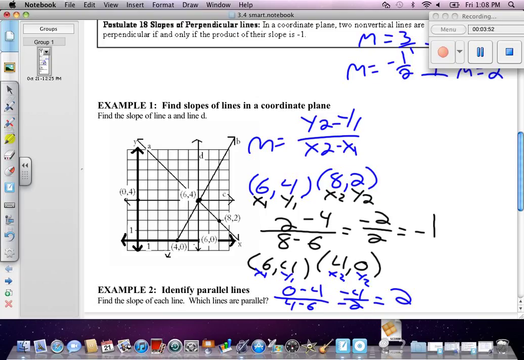So are they parallel, perpendicular? Are those lines parallel or perpendicular to each other, or neither? Neither. And they're on the same plane, so we can't call them skew.